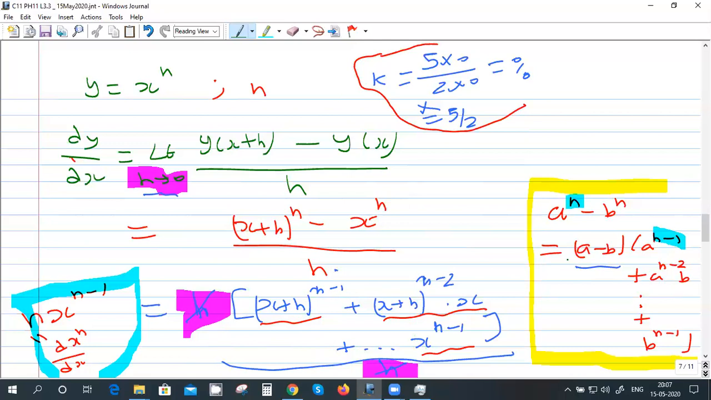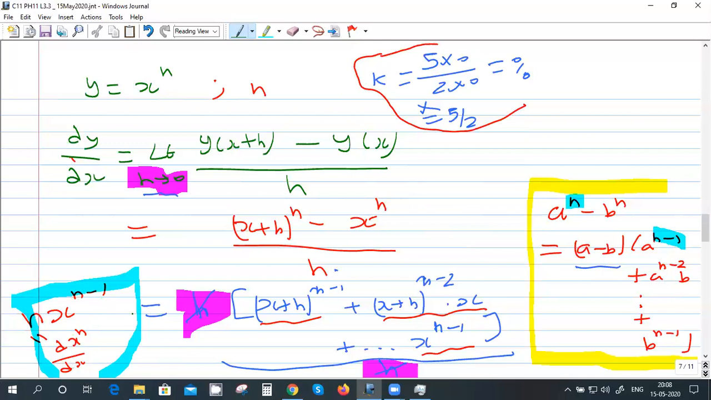And how many terms are there? Here b starts with power 0 and goes up to n minus 1, so n terms are there. So you'll get n times x raised to the power n minus 1. This is the result in blue here. Derivative of x raised to the power n is n into x raised to the power n minus 1. So the way to remember this result is the power n comes out and multiplies, and the power goes down by 1.